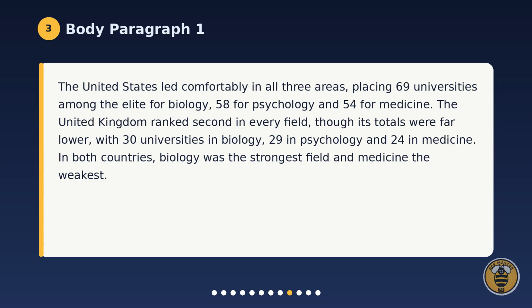Body paragraph 1, the 2 leaders. The United States led comfortably in all 3 areas, placing 69 universities among the elite for biology, 58 for psychology and 54 for medicine. The United Kingdom ranked second in every field, though its totals were far lower, with 30 universities in biology, 29 in psychology and 24 in medicine. In both countries, biology was the strongest field and medicine the weakest.